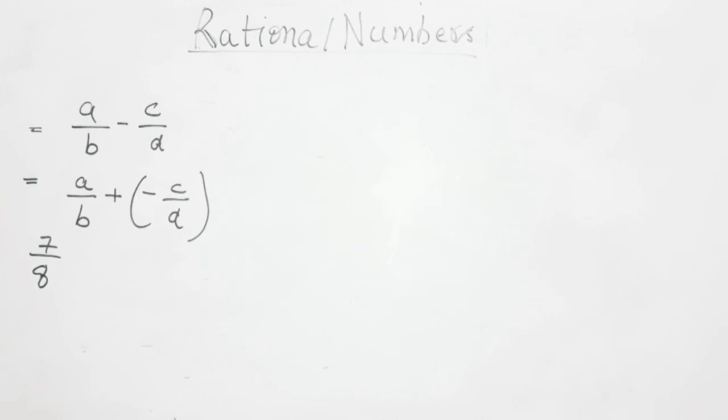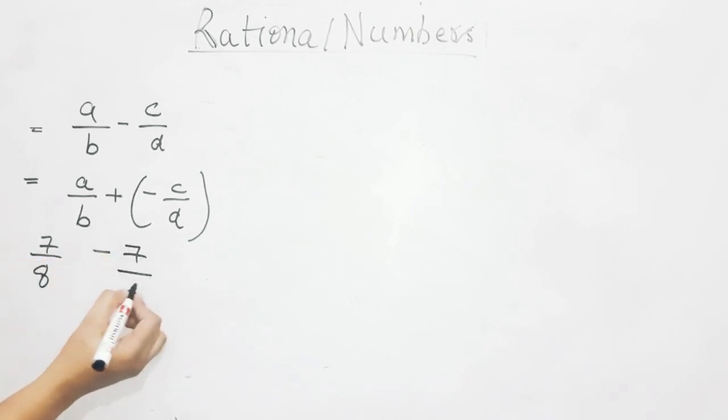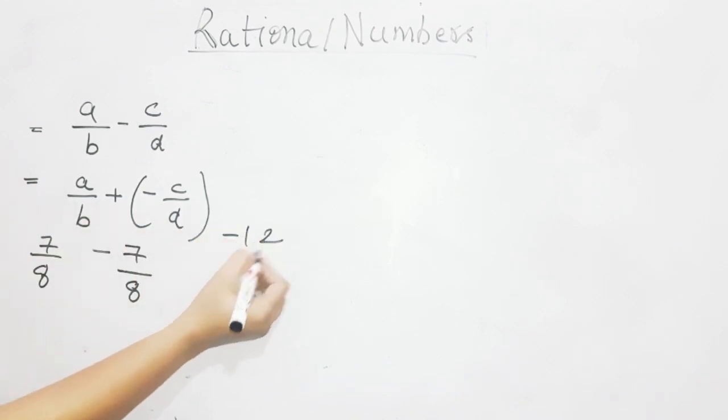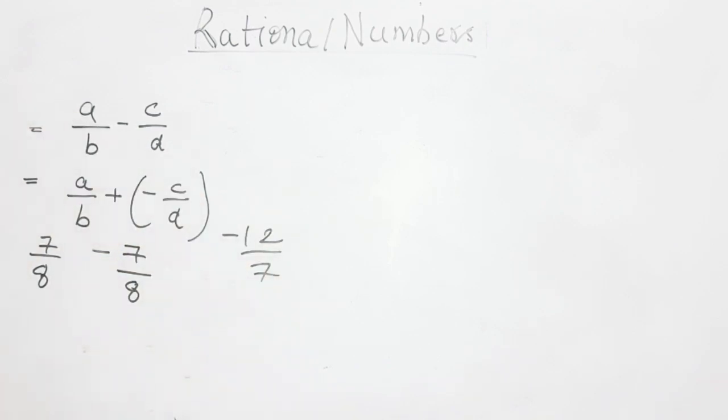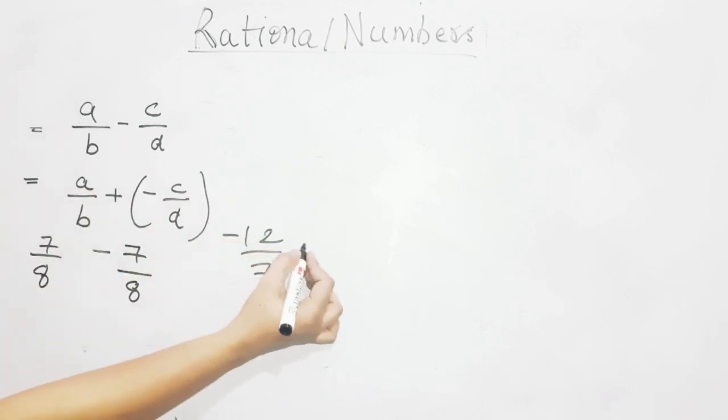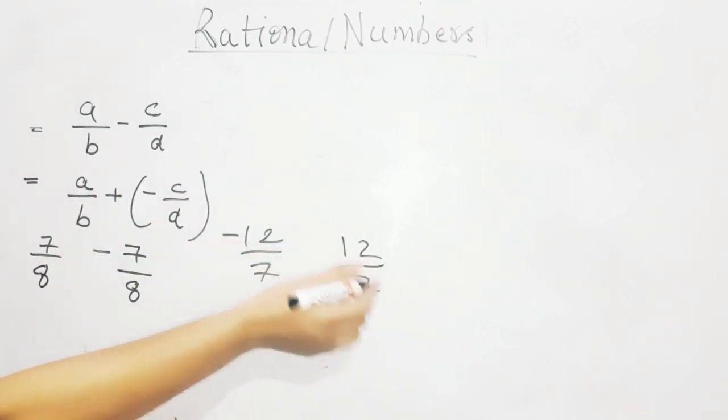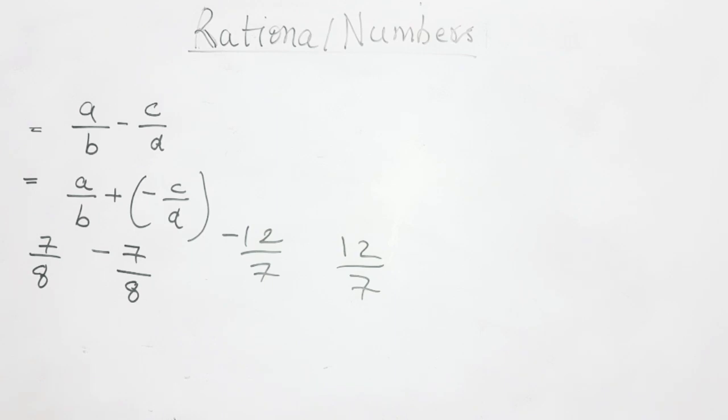Reply your answers in the comment section, pause the video and reply your answers. So 7 upon 8 will have the additive inverse minus 7 upon 8. If I talk about the additive inverse of minus 12 upon 7, what is the additive inverse of minus 12 upon 7? So the additive inverse of minus 12 upon 7 will be 12 upon 7. What is additive inverse? Additive inverse here means something which when added to that number will make it 0, right?